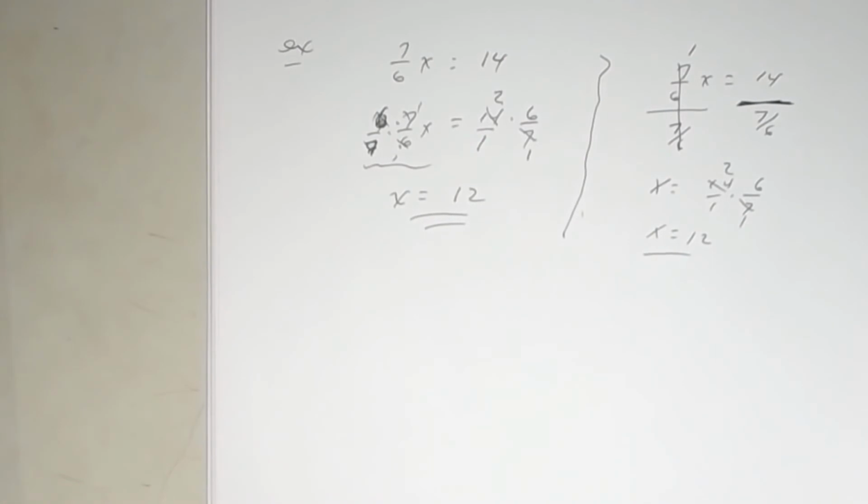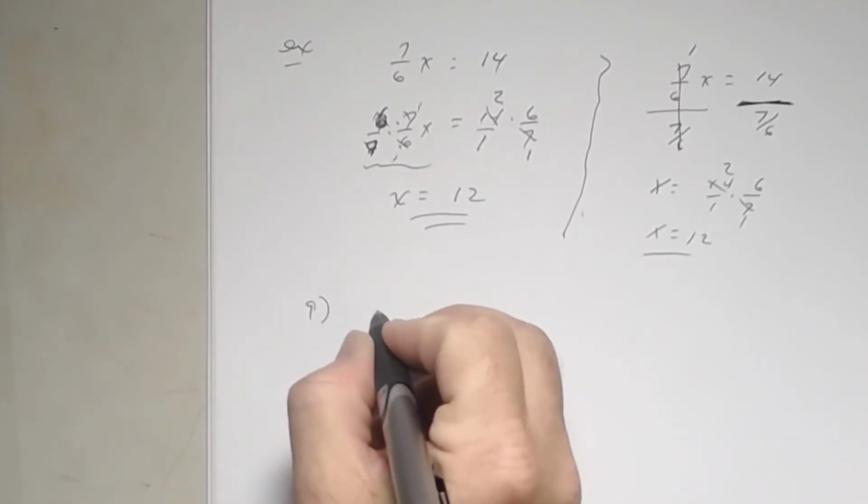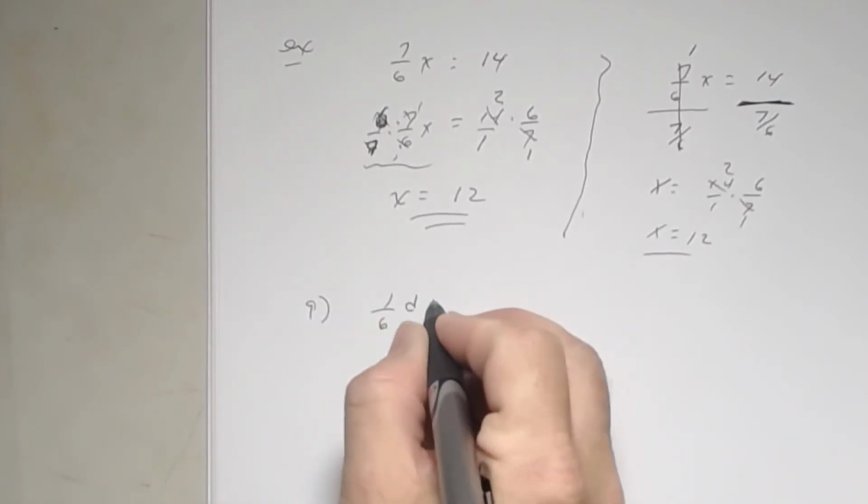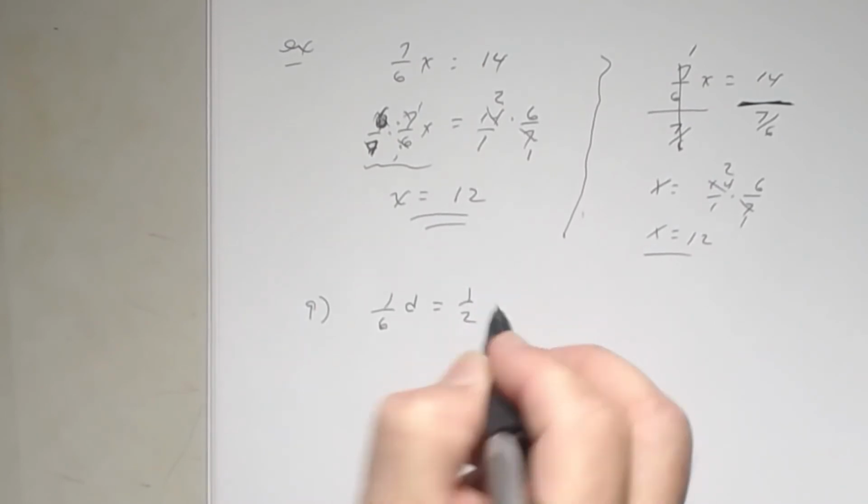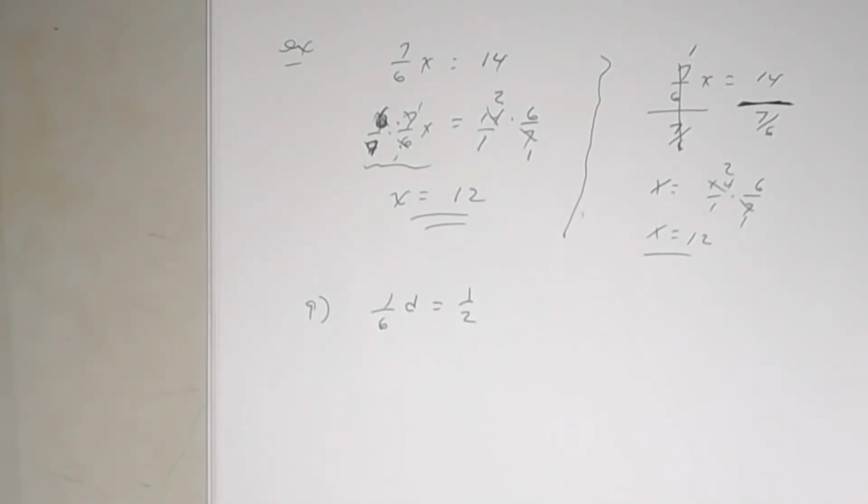All right. Now let's look at, so we did 7. Let's look at 9. All right, number 9. You have 1/6 d equals 1/2. It doesn't matter what approach you take. You can multiply both sides by the reciprocal of the coefficient, or you can divide both sides by the coefficient. Does not matter. I'm not going to do both. I'm just going to do one of them. So which one do you want me to do? Multiply by the reciprocal? Okay.